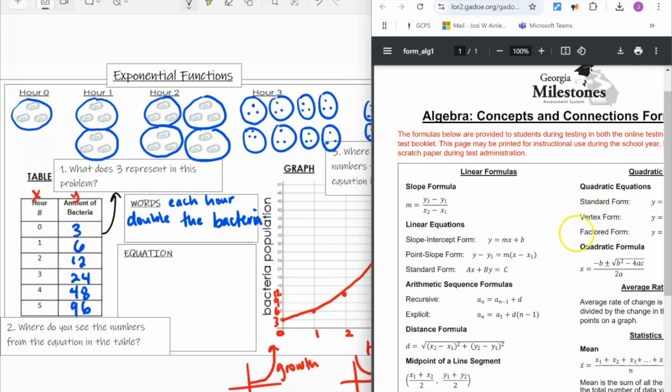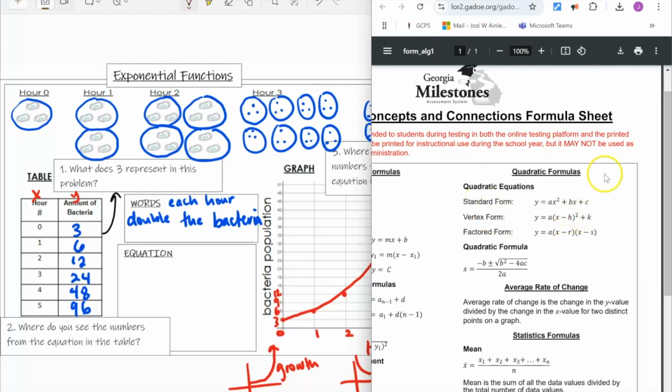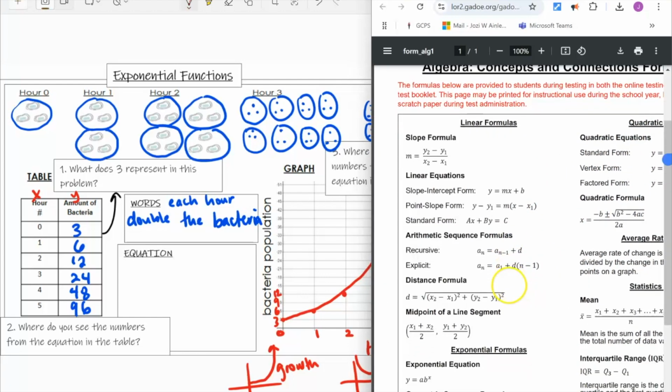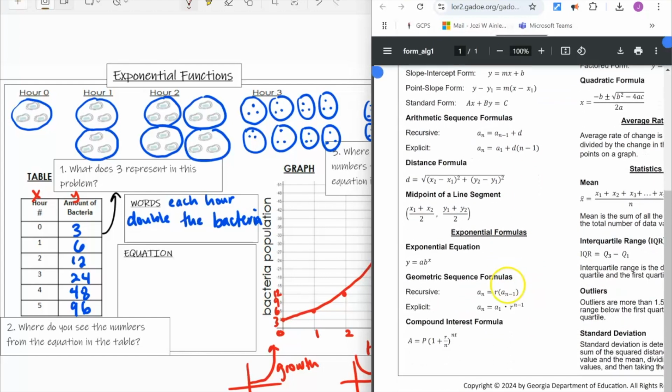And we're going to look for it. So we're used to looking at y equals mx plus b, which is a straight line, which is linear. We're also used to seeing y equals ax squared plus bx plus c, which is the standard form for quadratic. We've also looked at vertex and factored. Now we're on exponential functions, so I'm looking for something with exponential functions, and right here it says exponential formulas.